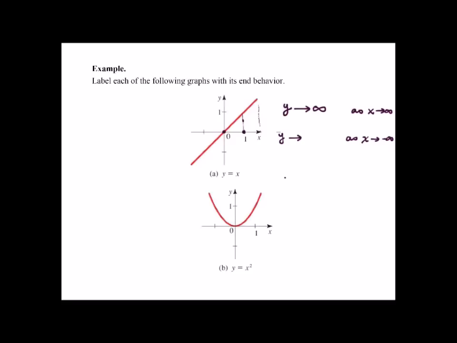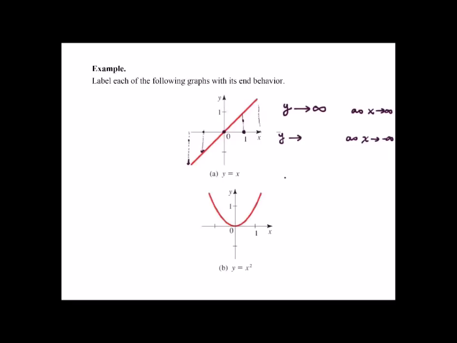On the other hand, if x goes to negative infinity, what happens to the y values? Again, we start with 0, and then we move to negative 1. Negative 1 would then correspond to a y value of negative 1 as well. Negative 10 would then correspond to negative 10 for the y value.